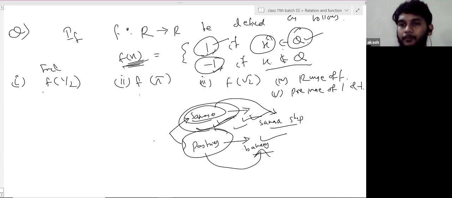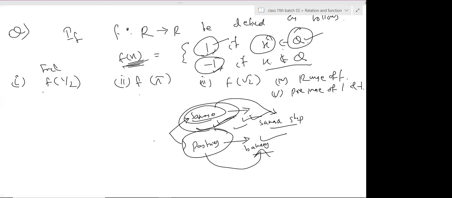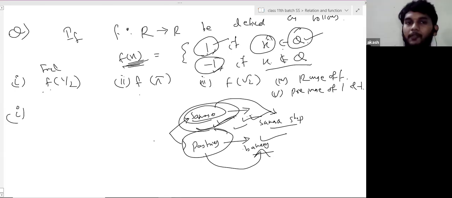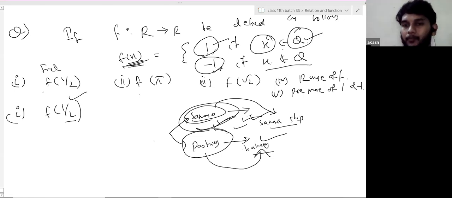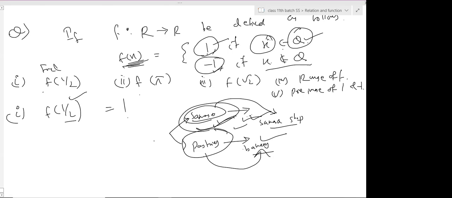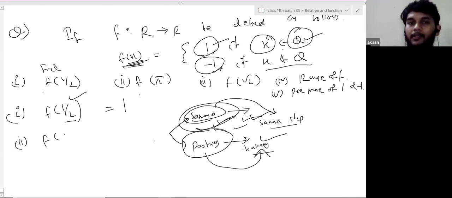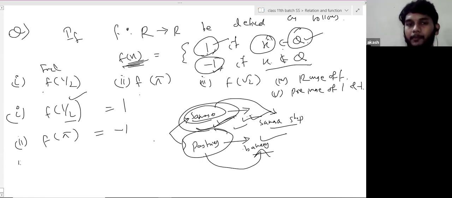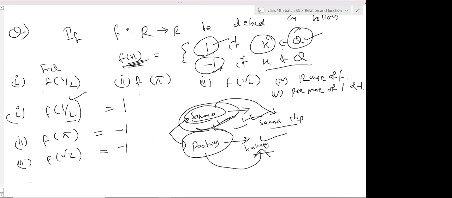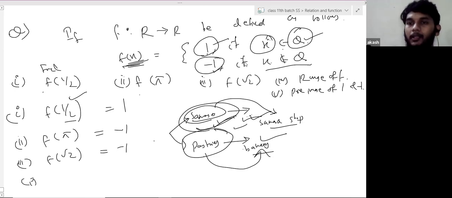And now, Fahad. What is the first part? f of half. Is half a rational or irrational number? Rational. So whenever x is rational, where would you reach? 1. So this must be equal to 1. Second part, f of pi: -1, because pi is not a rational number. f of root 2: -1. The fourth part is the range of f.